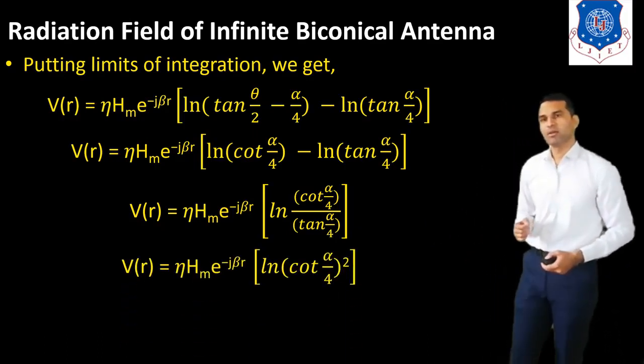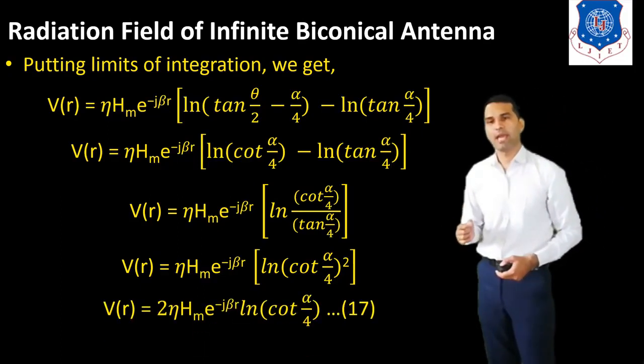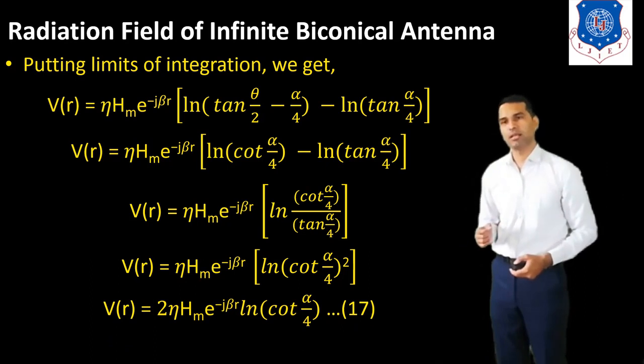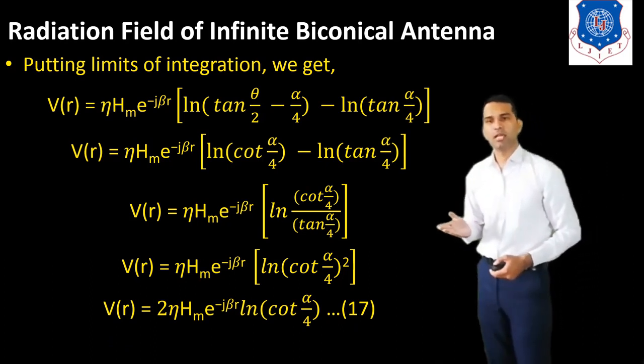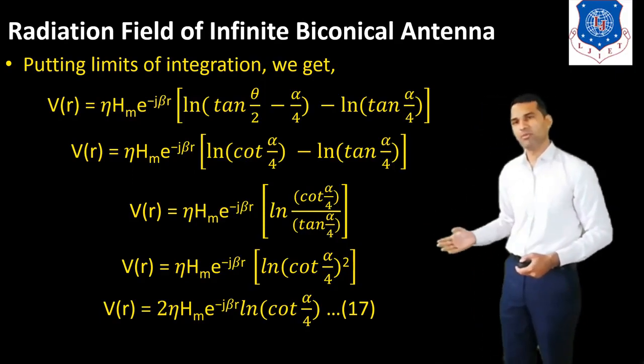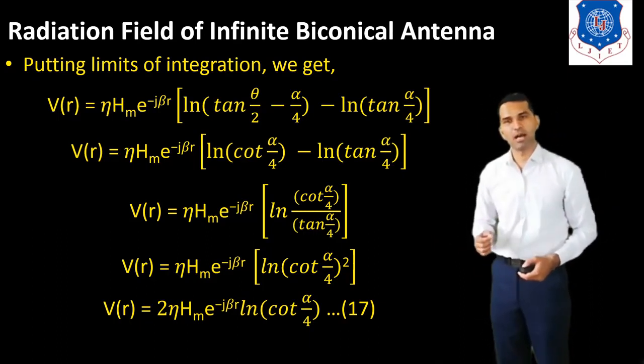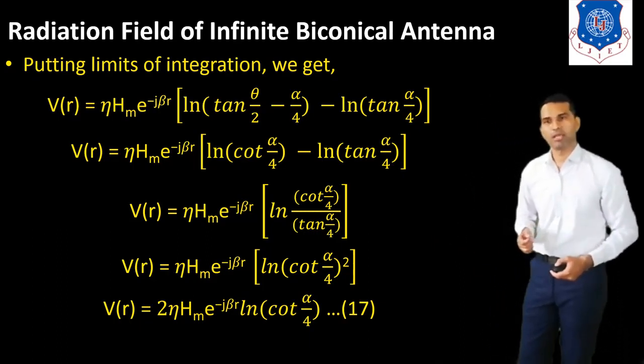So we simplify, and we can write this equation as V(r) equals eta Hm e raised to minus j beta r times ln. Tan theta is nothing but 1 upon cot theta. By using this property, we write ln cot squared alpha by 4. So finally we get V(r) equals 2 eta Hm e raised to minus j beta r ln cot alpha by 4.